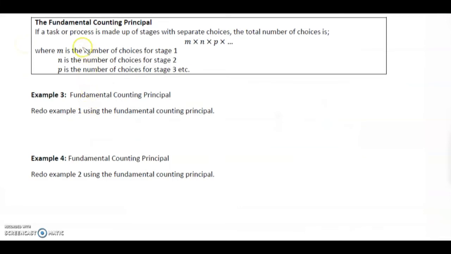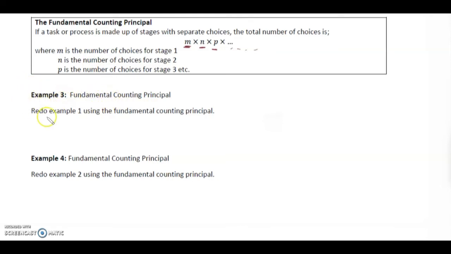The fundamental counting principle. Doing tree diagrams for a large number of items can be quite tedious, so we can use the fundamental counting principle instead of actually drawing the tree diagram. If a task or process is made up of stages with separate choices, the total number of choices is m times n times p, and so on, where m is the number of choices in stage 1, n is the number of choices in stage 2, and p is the number of choices in stage 3.